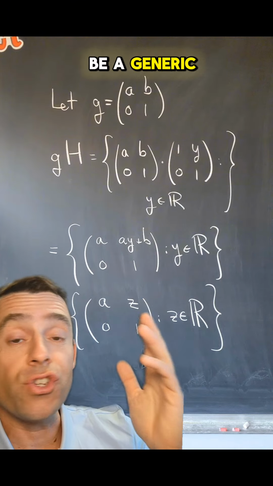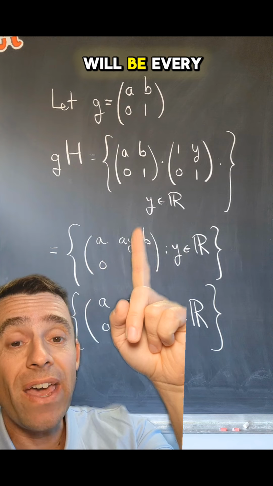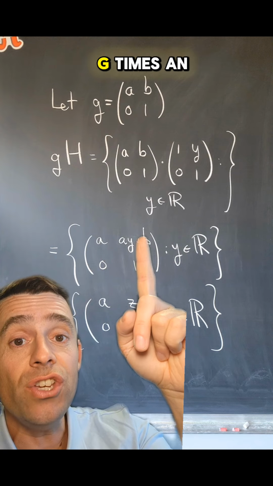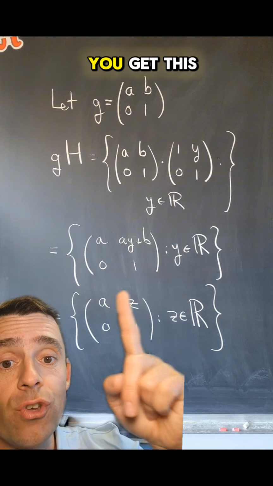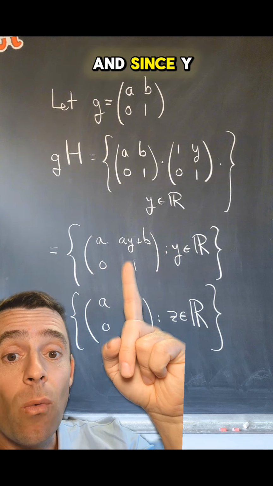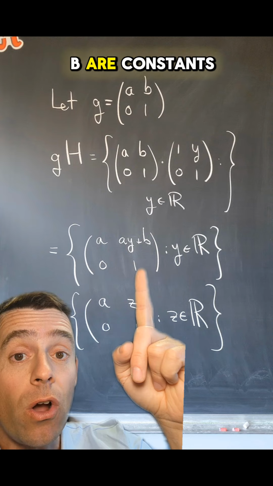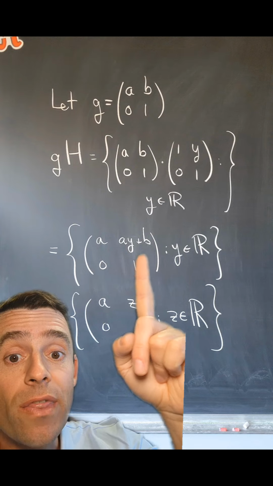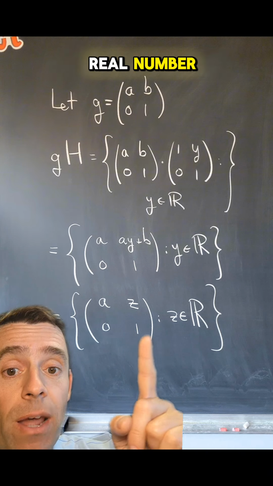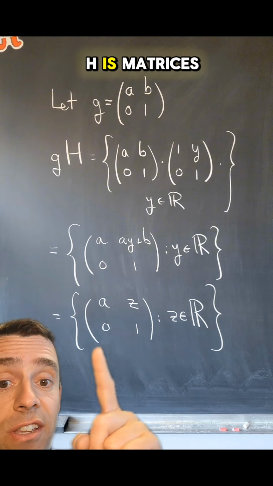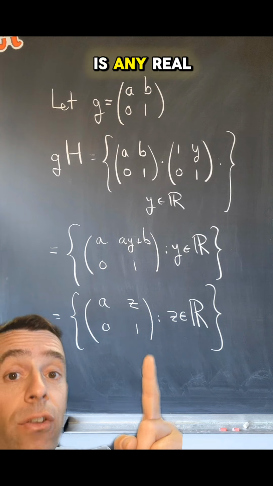Take G to be a generic element of the affine group, and then GH will be every element that is G times an element of H. So if you multiply those matrices, you get this matrix, and since Y is running over all the real numbers and A and B are constants and A is non-zero, this AY plus B runs over every single real number. So GH is matrices of this form where A is fixed and Z is any real number.